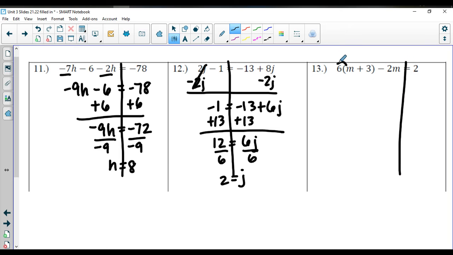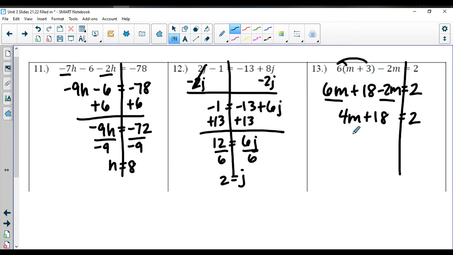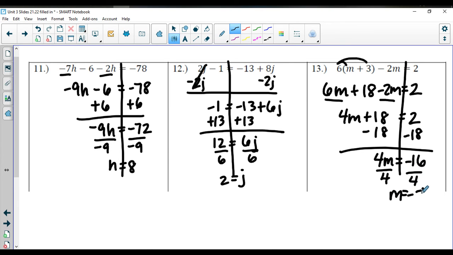In number 13, we're going to distribute the 6. We get 6m plus 18 minus 2m equals 2. 6m minus 2m combined together to give us 4m plus 18 equals 2. Subtract away the 18 on both sides. We're left with 4m equals negative 16. Dividing through by 4, we get m is equal to negative 4. That's a terrible looking 4 there.